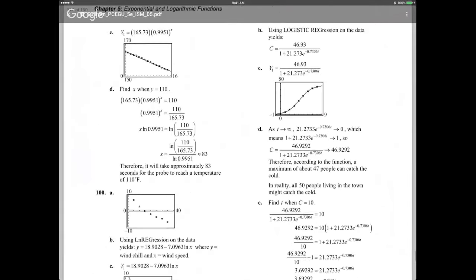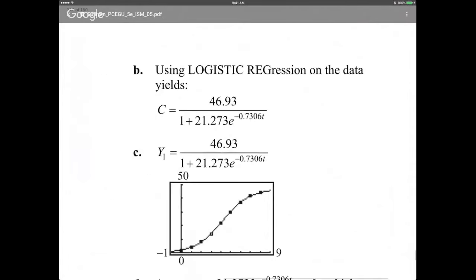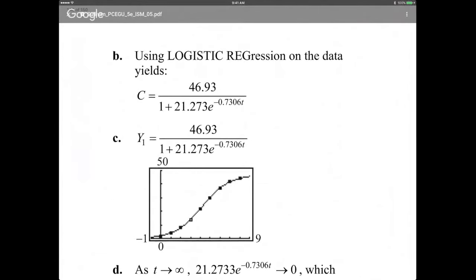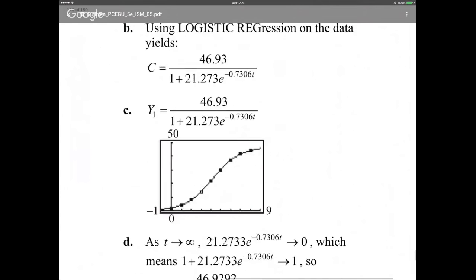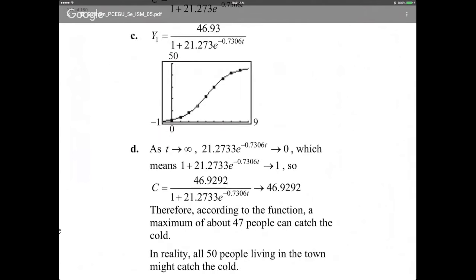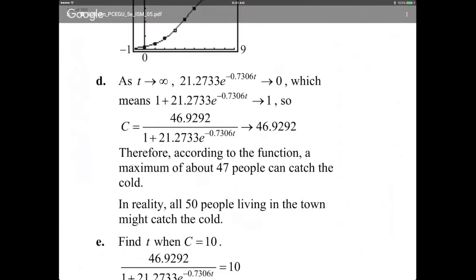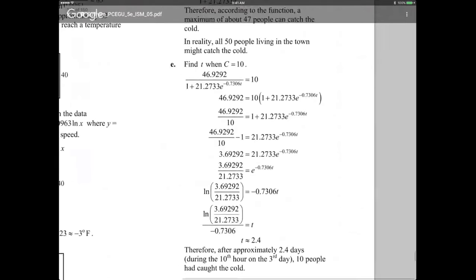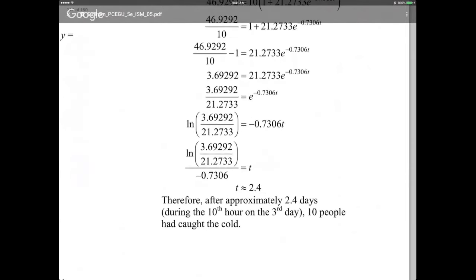101, you see the logistic relation. On B, you use a logistic model. It tells you 46.93 over 1 plus 21.273 e to the negative 0.7306 t. You sketch a graph, you see how it fits. On D, you say, according to the function, a maximum of about 47 people could catch the cold. In reality, we know that it's possible that all 50 people living in the small town might catch the cold. On E, we find out that after 2.4 days, also known as the 10th hour on the third day, 10 people have caught the cold.